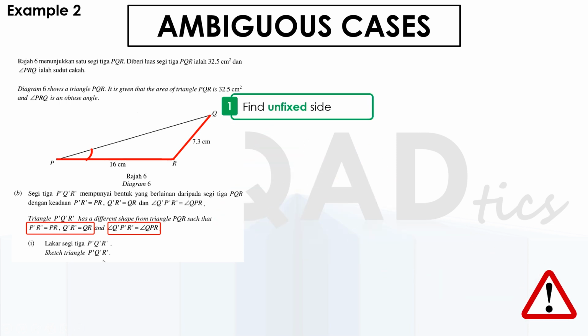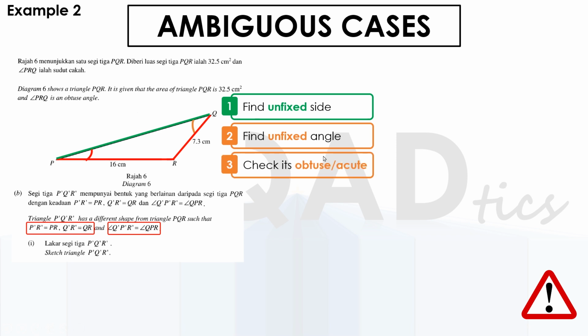The first step is to find the unfixed side, which is PQ. The second step is to find the unfixed angle, so it's this part. And the third step is to check whether it's obtuse or acute. So this one, obviously it is acute, because as you can see here, it says that PRQ, which is the angle R, is obtuse. So if this is already obtuse, this means the other angles must be acute.